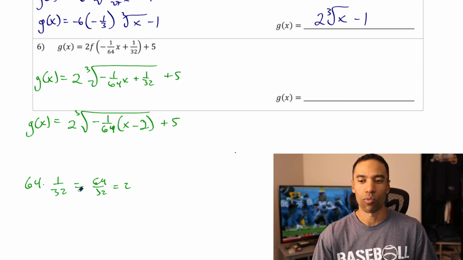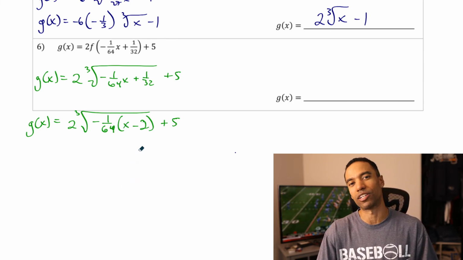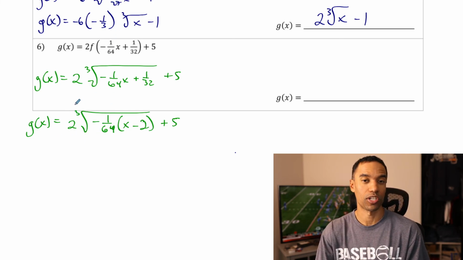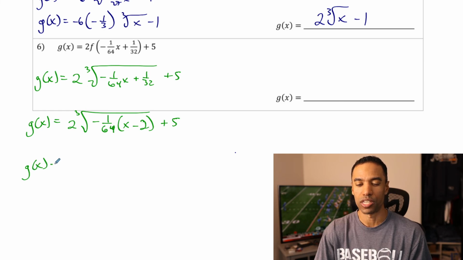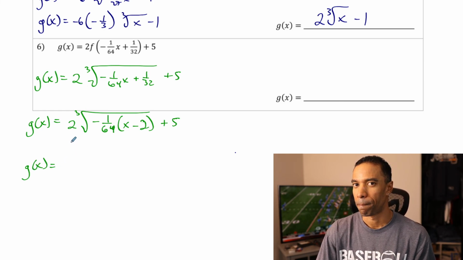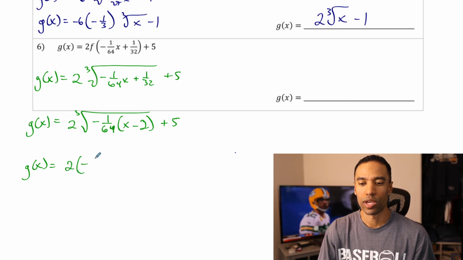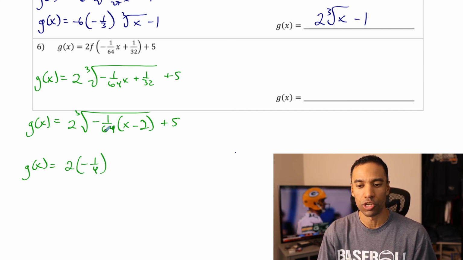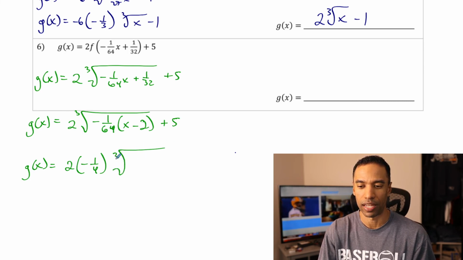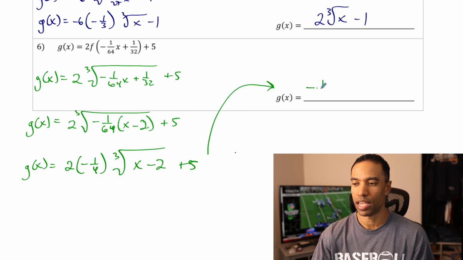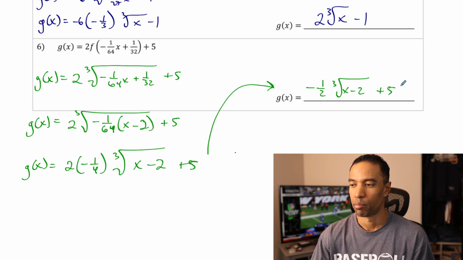Still not done. I don't want to horizontally stretch this by a factor of 64. I can't fit that while vertically stretching by a factor of 2. One more time, you can see the benefit of it: I don't want both a and b, unless the b is -1 and a square root. 2 gets to multiply by -1/4. That is the cube root of -64. Now that I got it out of there, x minus 2 remains, and there's a plus 5. And 2 times -1/4 reduces to -1/2. And we got the cube root of x minus 2 plus 5.